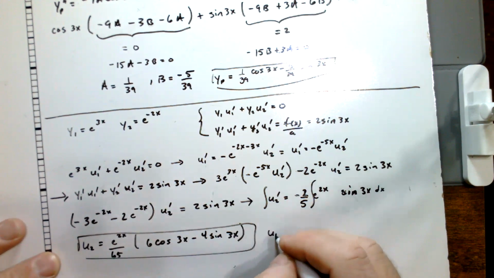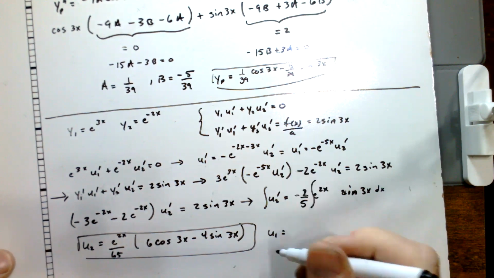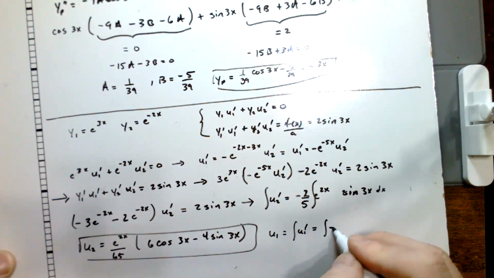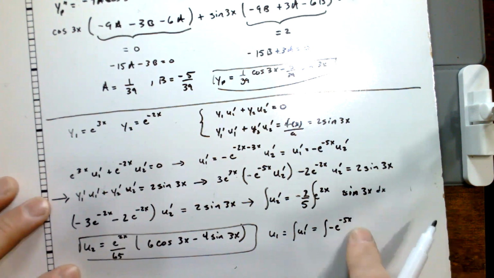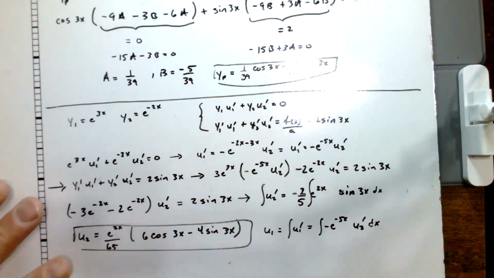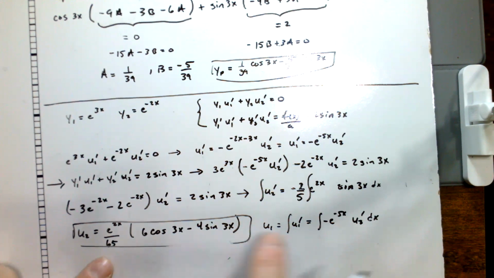Okay, so finding u1 then is equal to, remember from up here, the integral of u1 prime, which is equal to the integral of negative e to the negative 5x times the derivative of u2. Well, I'm running out of room, so I'll put that in here, dx. So this is a nice exercise in differentiation, multiplication, and integration. You would need to take the derivative of this term and then multiply it by e to the negative 5x. And when you do that, you get an expression which you can then integrate by parts.